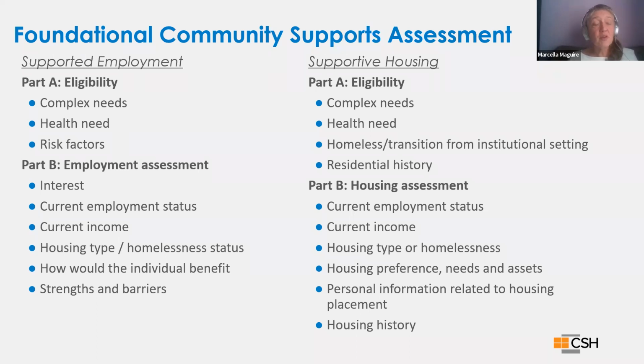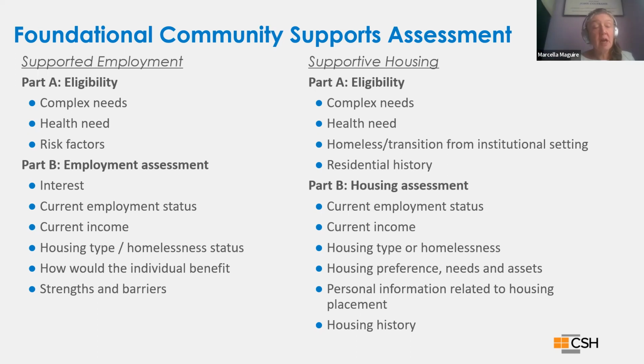So what's going to be important for each of these is that under foundational community supports, one, you consider eligibility. Why is this person eligible for foundational community supports? For supported employment, they need to have complex healthcare needs or some kind of healthcare related need, and there are risk factors that make it difficult for them to maintain employment. The employment assessment also includes that they're interested in a job, they want to work, that's part of their goals for their lives. Their current employment status, they may be unemployed, they may be underemployed, what their current income is, what they're looking to increase that income to.